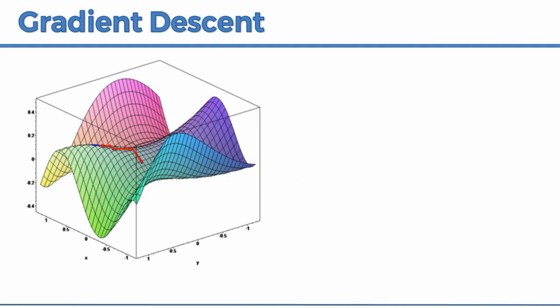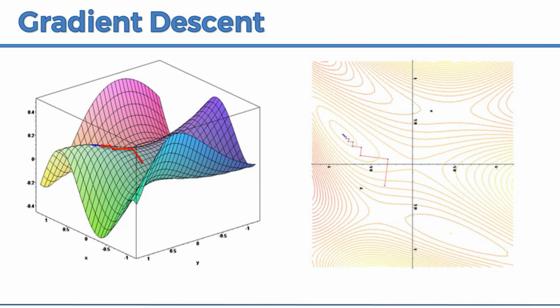And finally, here's gradient descent applied in 3 dimensions. This is what it looks like if you project it onto 2 dimensions. You can see it's zigzagging its way into the minimum. So there we go. That was gradient descent.